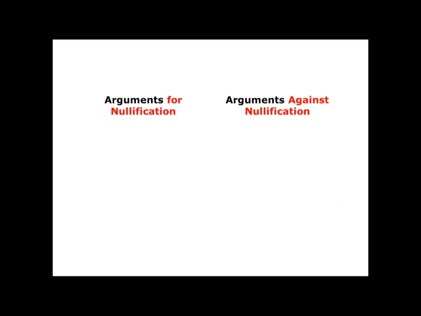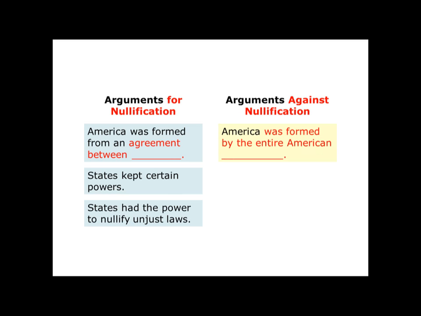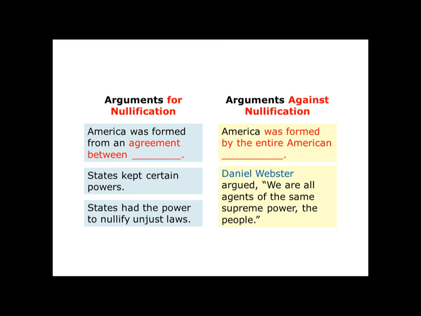All right, some arguments for nullification. America was formed from an agreement between states. So those that felt that a state could cancel a law, they felt that there was an agreement between states. States kept certain powers, and states had the power to nullify unjust laws. Arguments against nullification. America was formed by the entire American people. Daniel Webster argued, we are all agents of the same supreme power, the people.